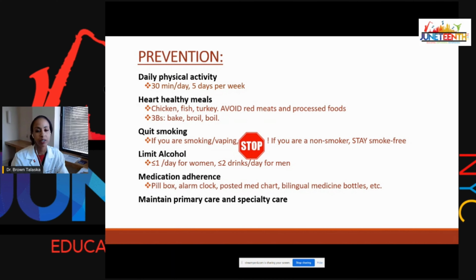So we have to have daily physical activity, heart healthy meals. If you're smoking, stop. If you're drinking alcohol, limit. And if you're on medication, adhere.